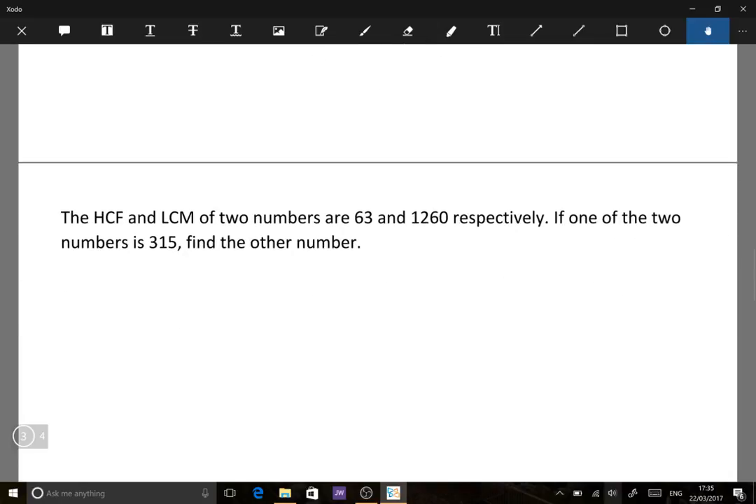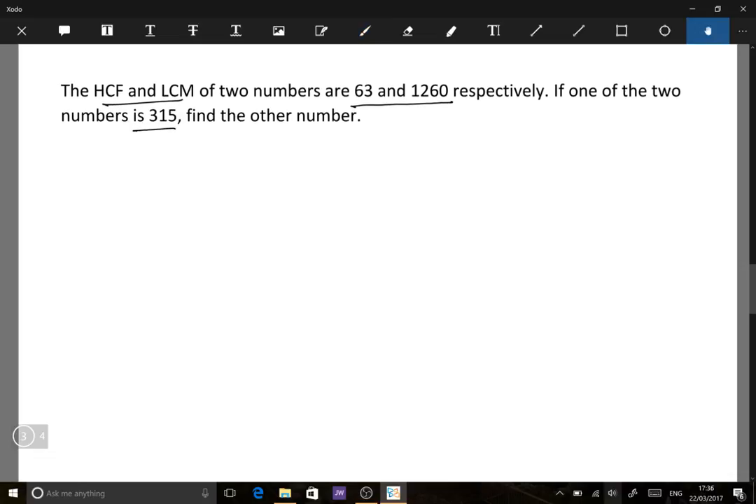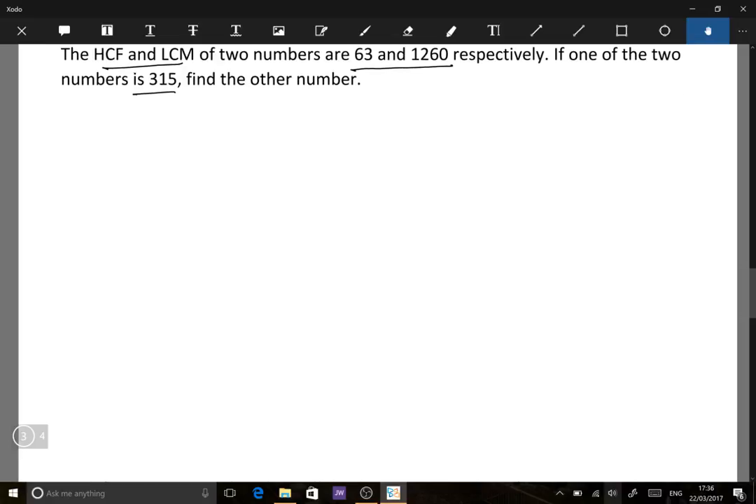Now the next type: the HCF and LCM of two numbers are 63 and 1260 respectively. If one of the two numbers is 315, find the other number. So here it is a typical problem. The HCF and LCM are given and one of the numbers is given, and we are asked to find the other number. How can we do that? There is a simple condition: HCF into LCM is the product of two numbers.